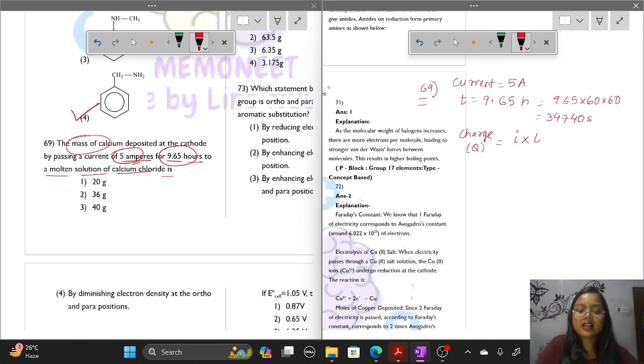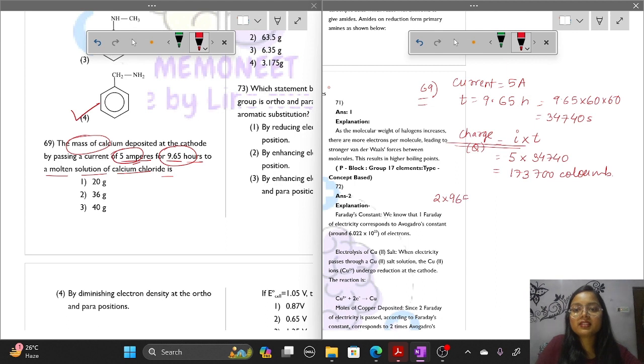So charge is I into T, where I is current. So it is 5 into the time which we have converted into seconds, 34740. It comes out to be 173,700 coulomb. You can cross check the values, or otherwise it is mostly correct. Now focus on the formulas which I am using.